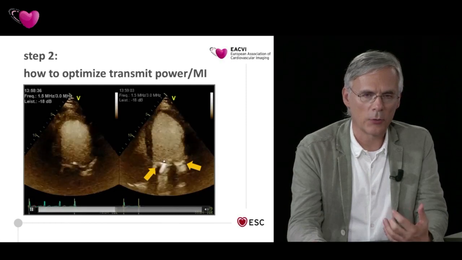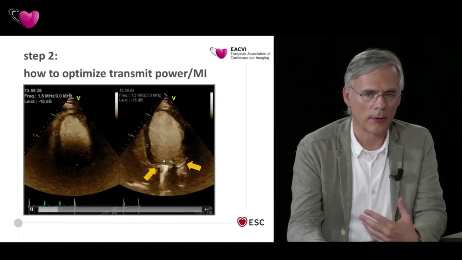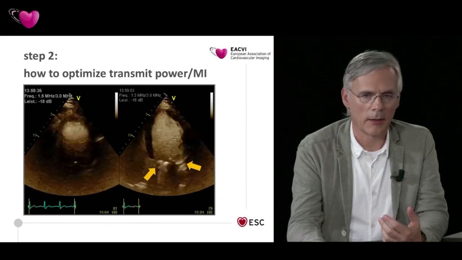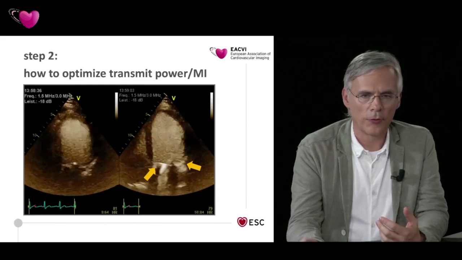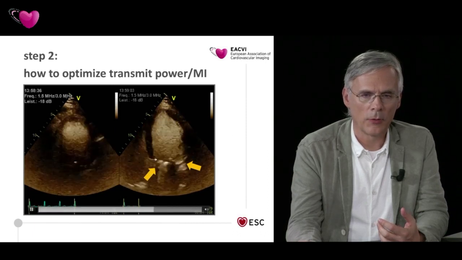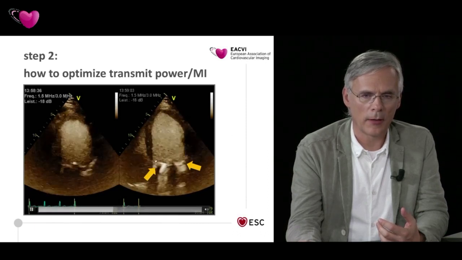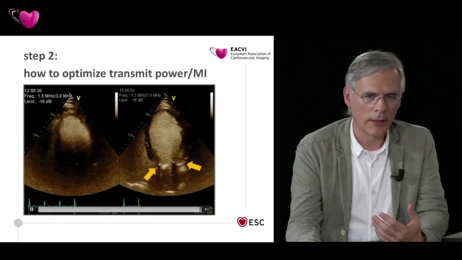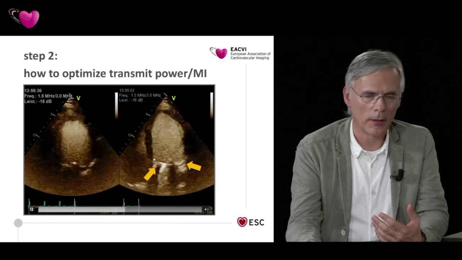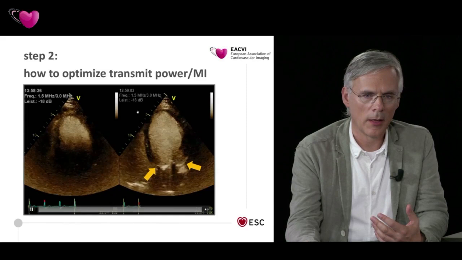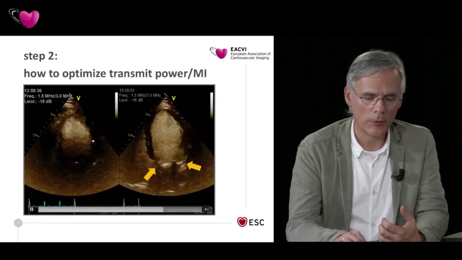And now the next question is how to optimize our transmit power or mechanical index. For this purpose, we have to look again in the basal zone. Here are these dark edges. I think in this patient we can decide where the endocardial border is, and the apex is filled very well, much better here than in this image.